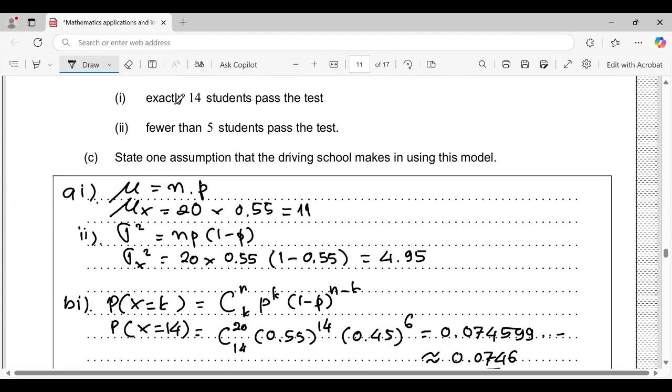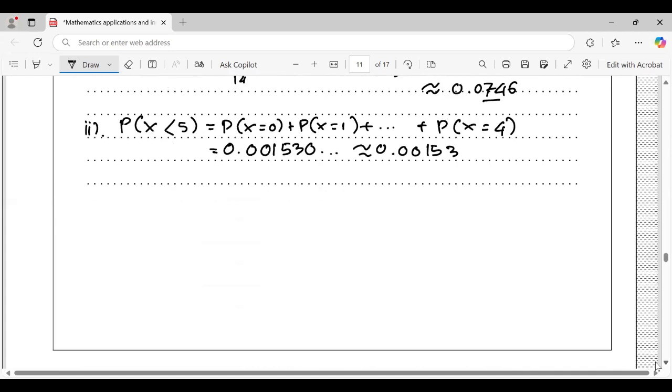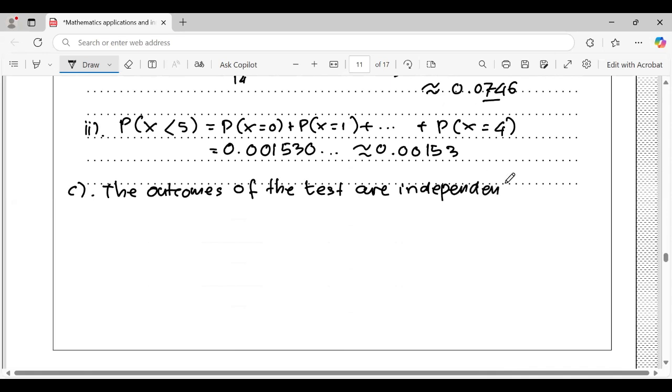What else? State one assumption that the driving school makes in using this model. So my assumption is the outcomes of the test are independent of each other.